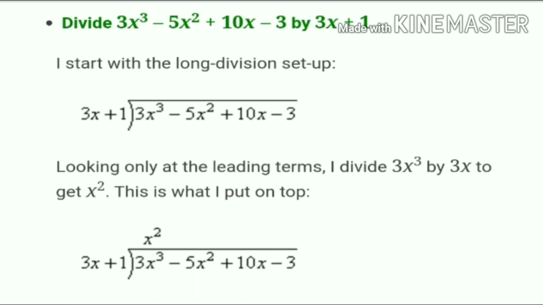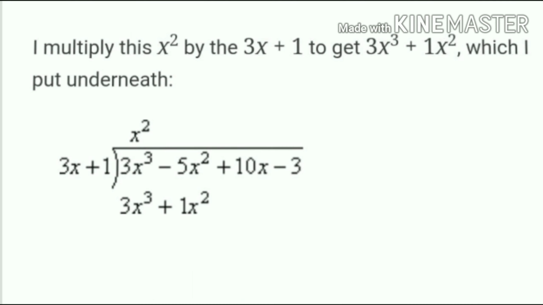Now x square is multiplied by 3x plus 1. So what do we get? We get 3x cube plus 1x square, which I put underneath. Simple steps we use in division, and we'll use one more thing here.